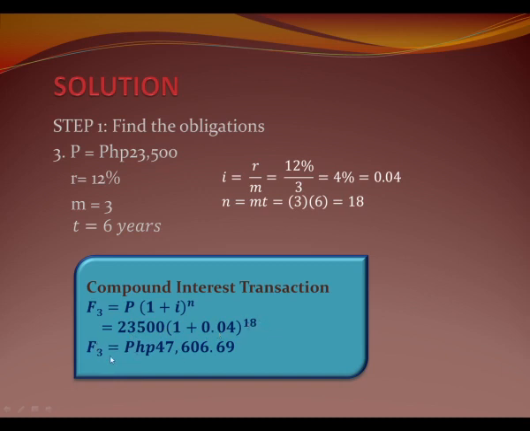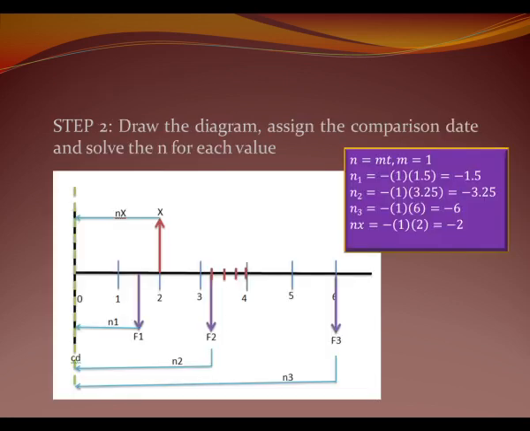And the final amount for obligation number 3 is 47,600.69. And then for step number 2, we have to draw the diagram. And then we have to assign the position of the comparison date, or the CD, or common date. And we have to solve the N for each value.